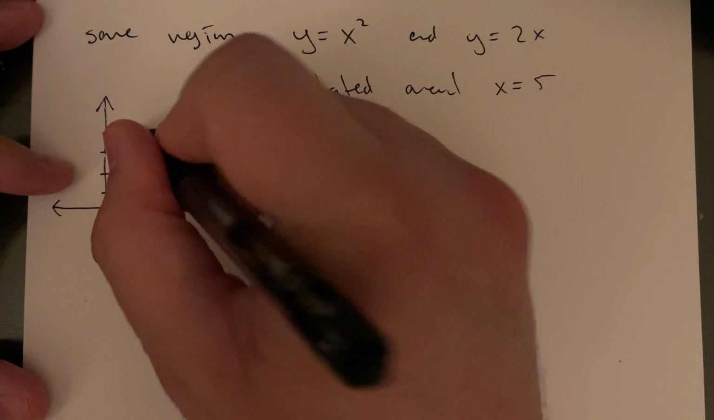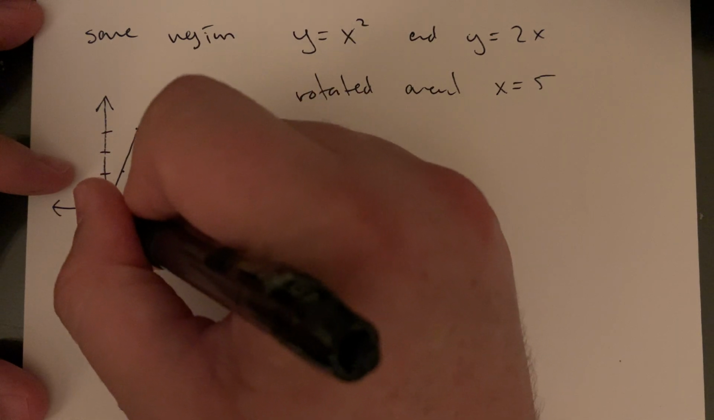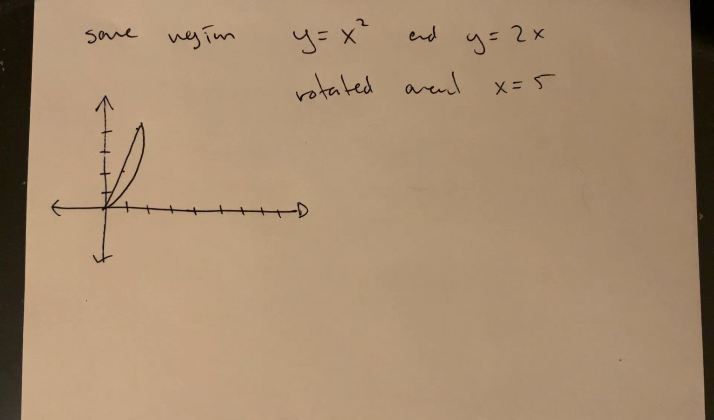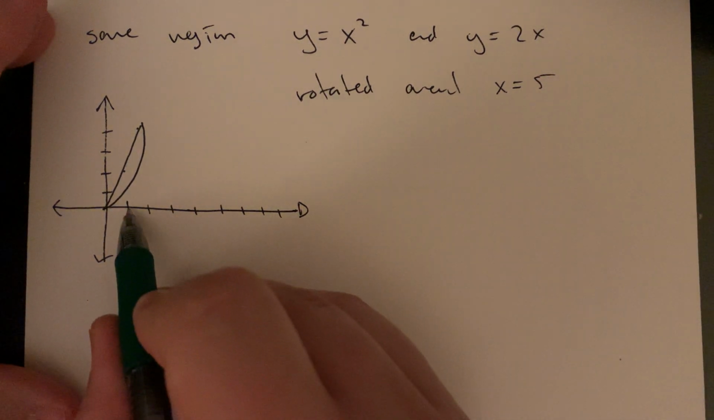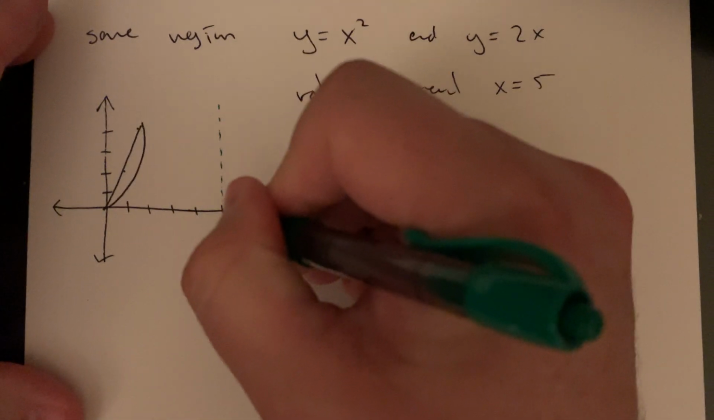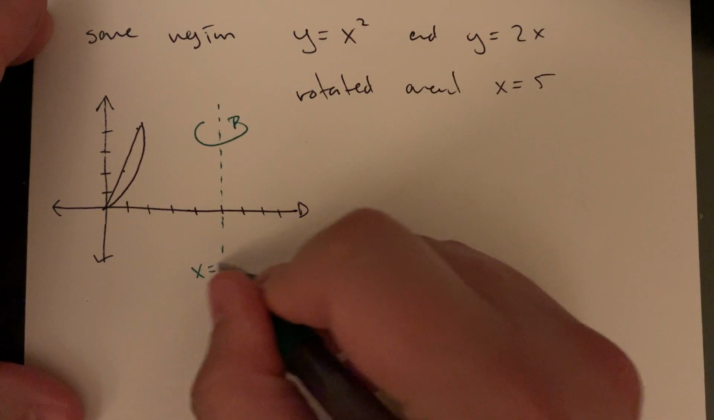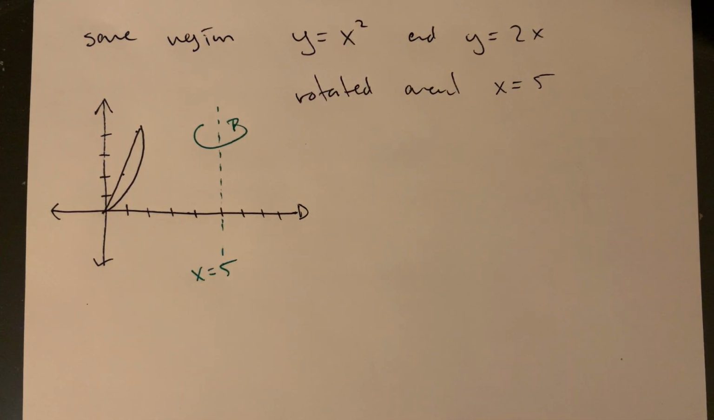So what are we doing here? This guy's like that. So we've got the line up, and then our interval goes like that. And then we're going to rotate around, what did I just say? x equals 5. So 1, 2, 3, 4, 5. So that's our rotation around x equals 5. This is going to be a vertical style rotation, similar to rotating around the y-axis.